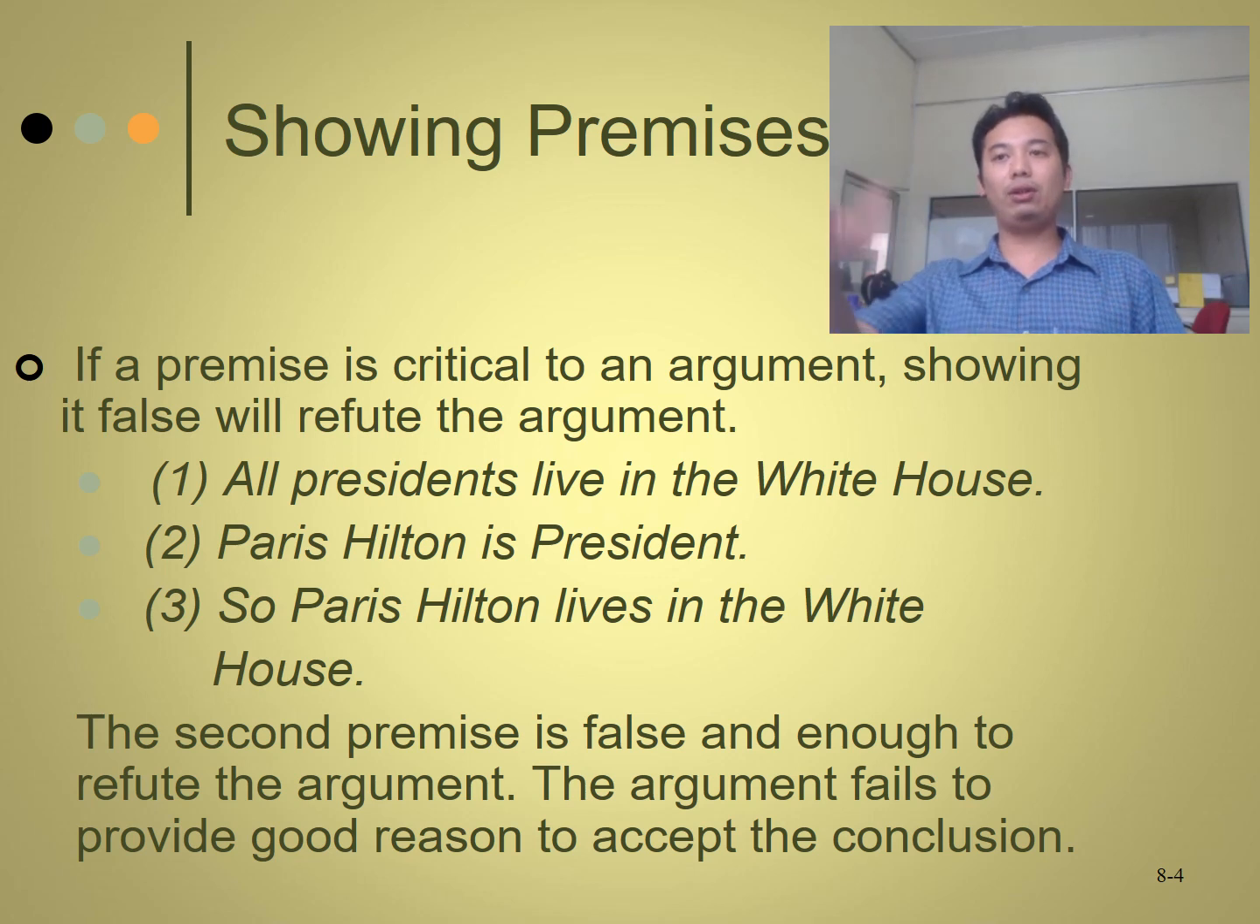All right. So if you look at what is being explained down here, the second premise is false and enough to refute the argument. The argument fails to provide good reason to accept the conclusion. And that is what it means to be critical upon the premise. It is going to affect the conclusion of the whole argument. Based on that piece of premise, if we can prove that it is wrong, or untrue, then we can say that the conclusion is going to be untrue as well.